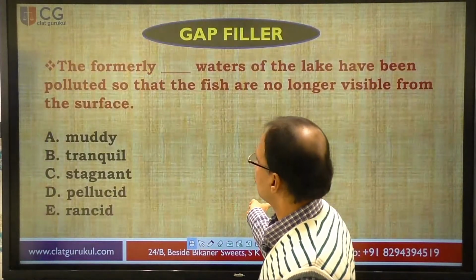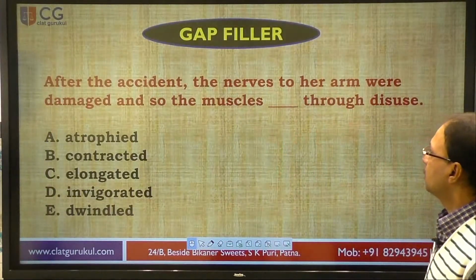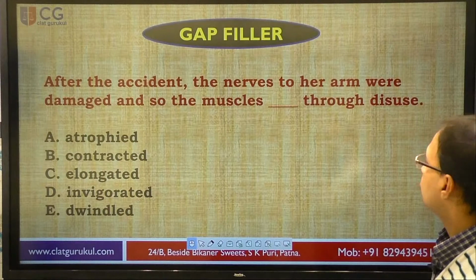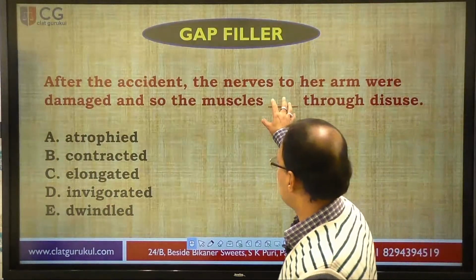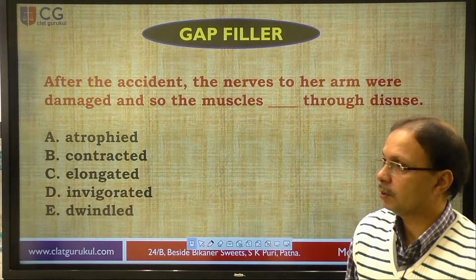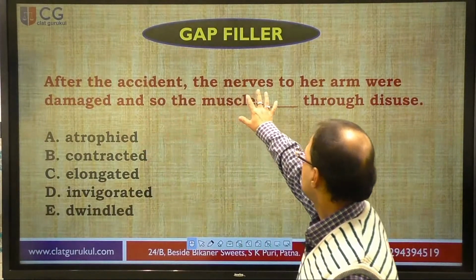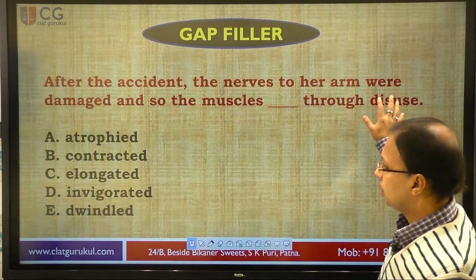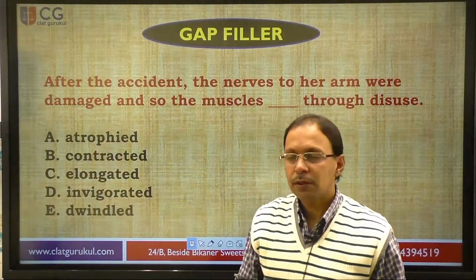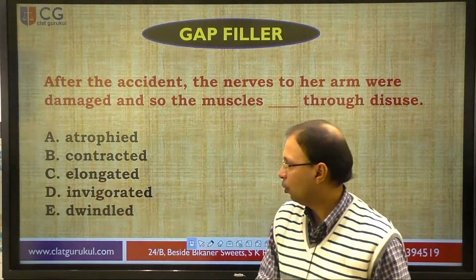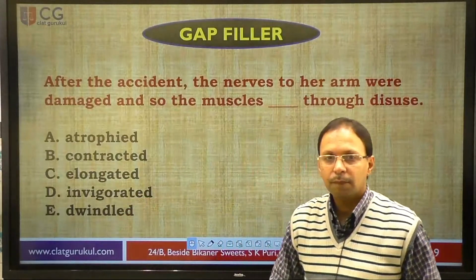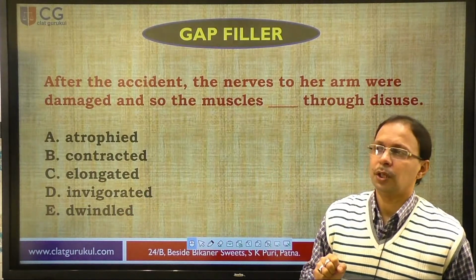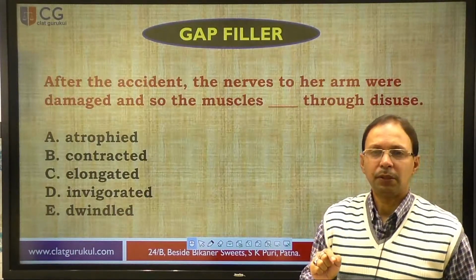Now, next question. After the accident, the nerves to her arm were damaged, and so the muscles dash through disuse. Now, in this particular blank, which word are you going to pick? After the accident, the nerves to her arm were damaged, and so the muscles dash through disuse. First option is atrophied, second option is contracted, next elongated, invigorated, and dwindled. If you know the meaning of the words, it will be easier for you to fill in the blank. Which word is going to be put in that particular blank?